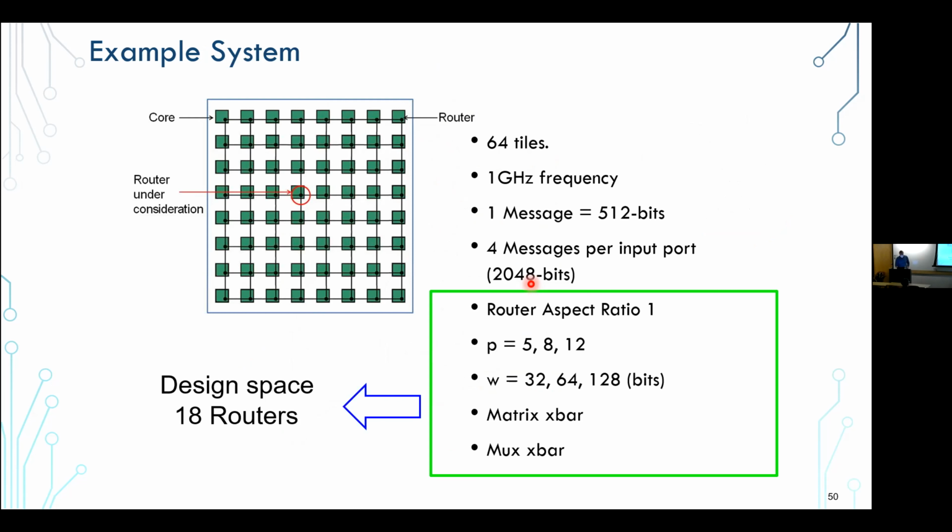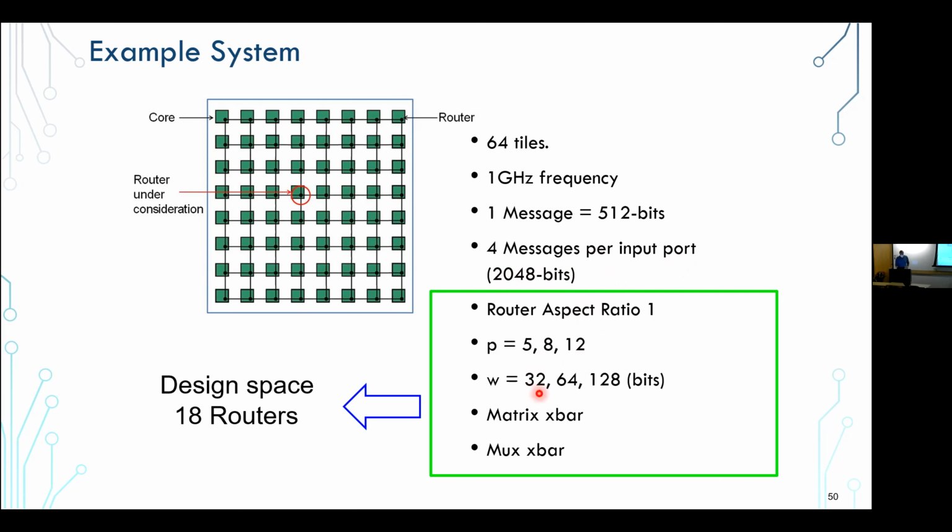So let's say an example system: 64 tiles, 8 by 8, let's say 1 gigahertz frequency. We want to have 512 bits as the size of the message. And then we have 4 messages per input port, so 2048 bits per input port, right? And then let's say we have a router aspect ratio of 5, 8, or 12 ports, right? What does it mean, router aspect ratios? How are we floor planning this router? How does it look?